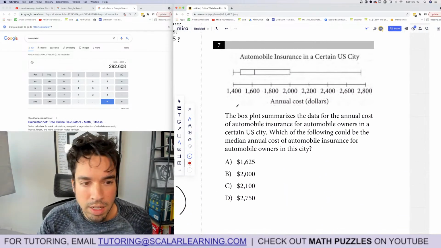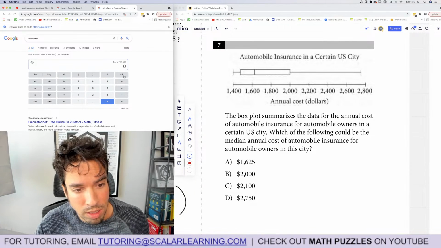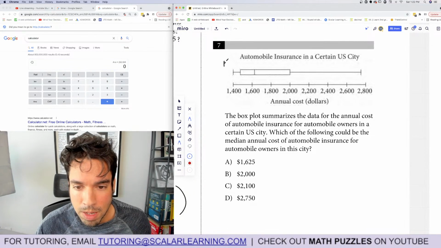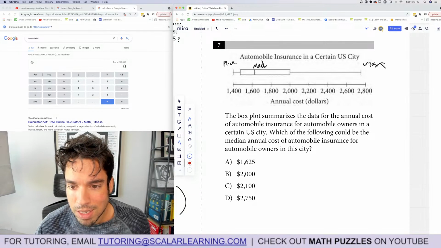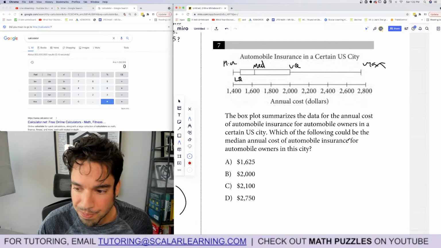7. Box and whisker plots. They keep getting tested more and more in the SAT, so you got to know these. This is the min value. This is the max value. This little line in here is the median. Those are the most important things to know. Then this is the upper quartile, and this is the lower quartile, that little thing. So those are the 5 values.